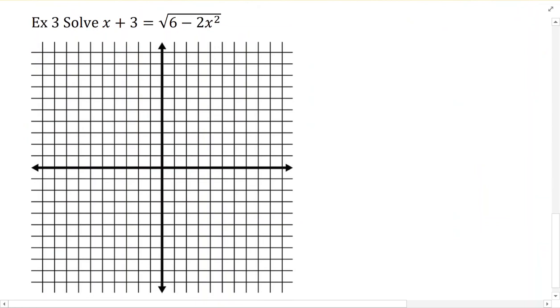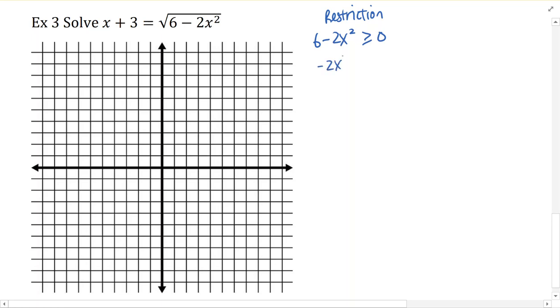Okay, last example here. We're again just going to solve it algebraically first. So we have a restriction. This time we know 6 minus 2x squared must be greater or equal to 0. This time we have to do a bit more here.